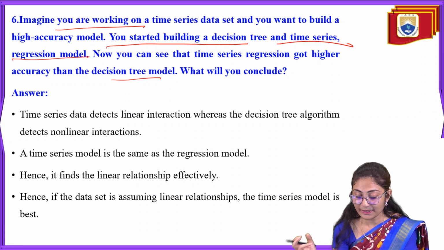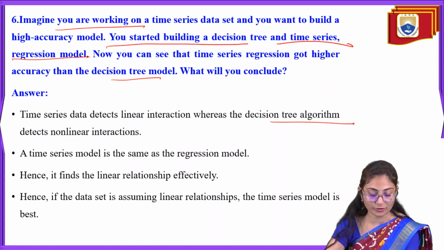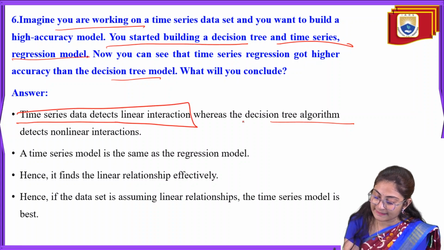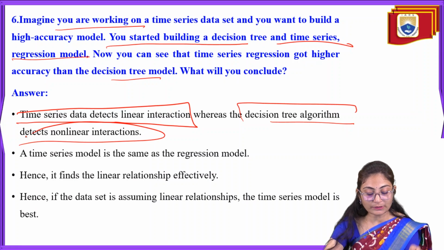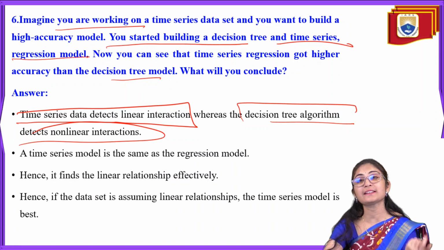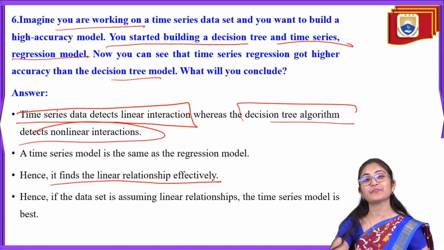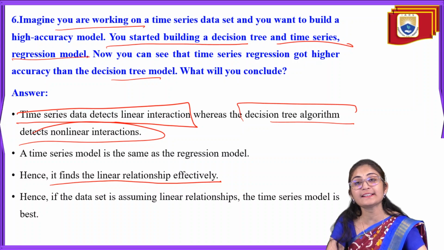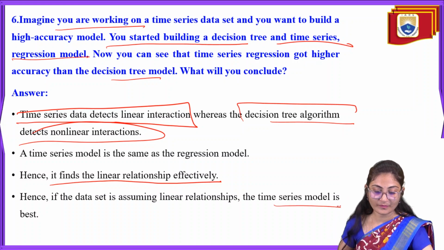Now we know that the time series model will detect linear interaction, whereas the decision tree will detect non-linear interaction. The time series model is the same as a regression model, hence it finds the linear relationship effectively. Hence, if the data set has a linear relationship, the time series model is best.